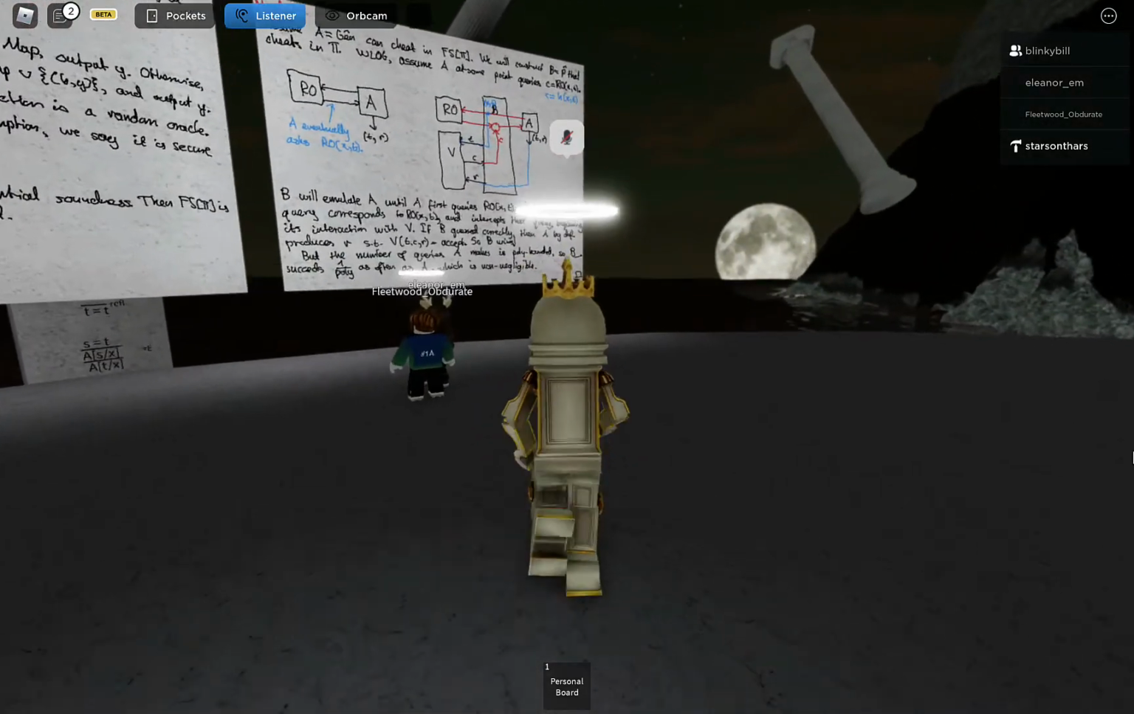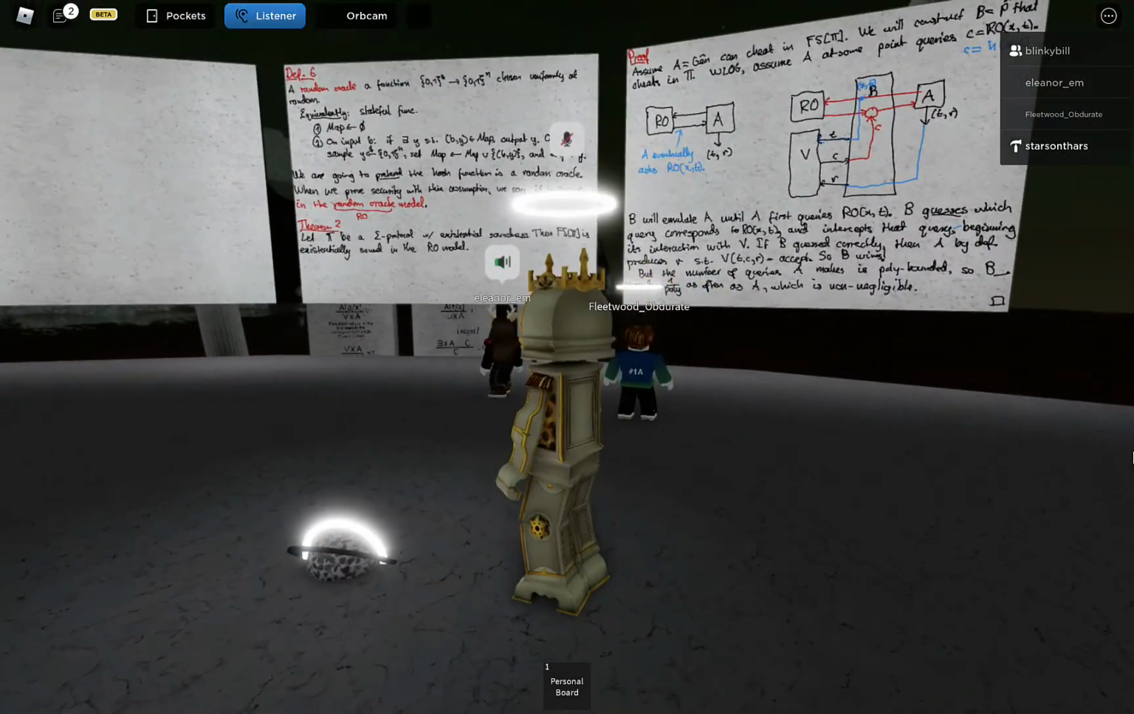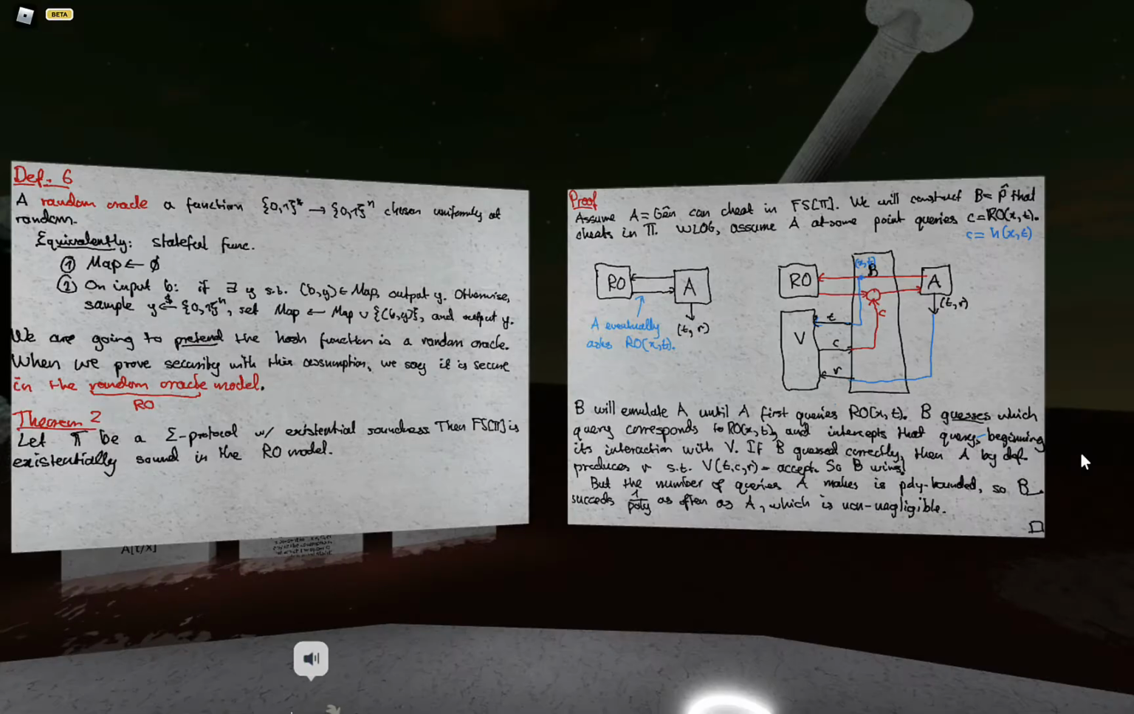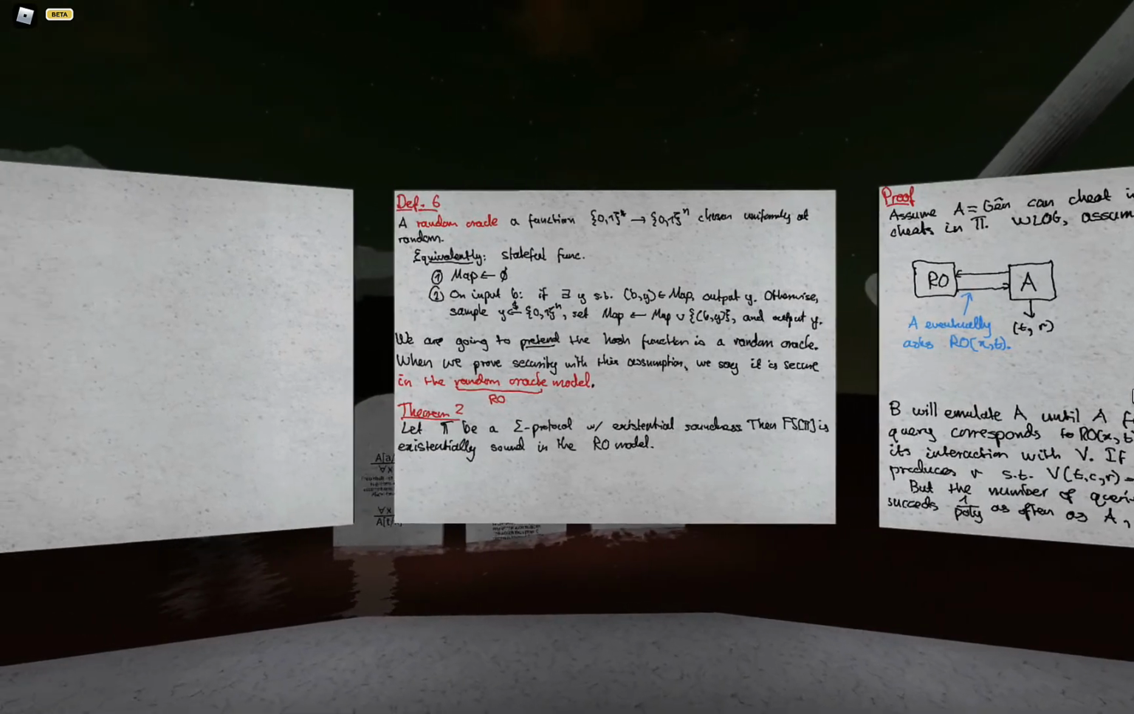My definition, I believe, is, oh no, it's fine. It's on the other board. Yes, very good. So in order to understand this Fiat-Shamir transformation, oh, the Fiat-Shamir transformation definition is gone. I'll just write that up again.